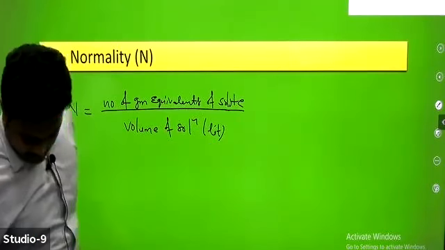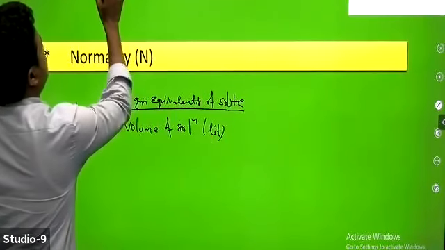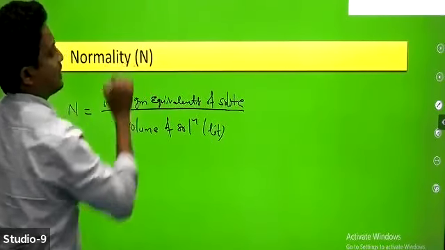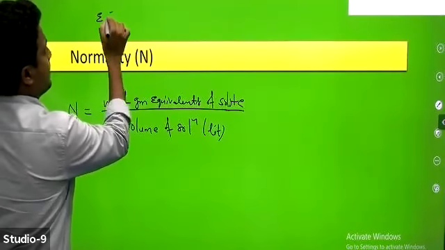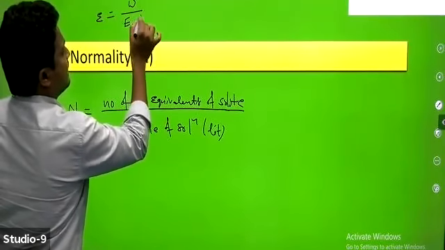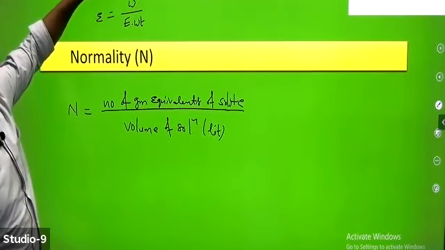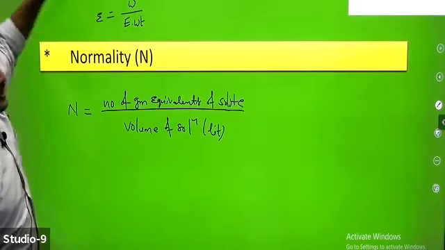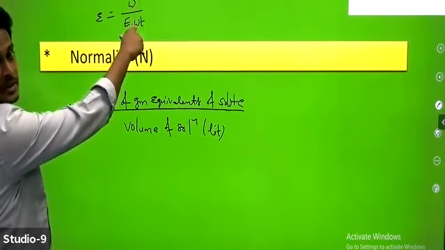Now, how can we write equivalents? How can we write moles? The number of moles in terms of weight is weight by molecular weight of solute. What about equivalents? Equivalents is equal to weight by equivalent weight. The number of moles can be written as weight of solute by molar mass of solute. In the same way, equivalents is equal to weight by equivalent weight. The difference is that here we use capital M, molecular mass, and here we use equivalent weight.